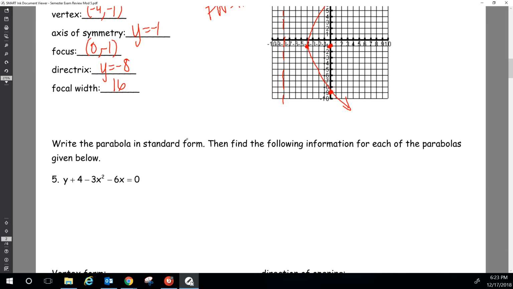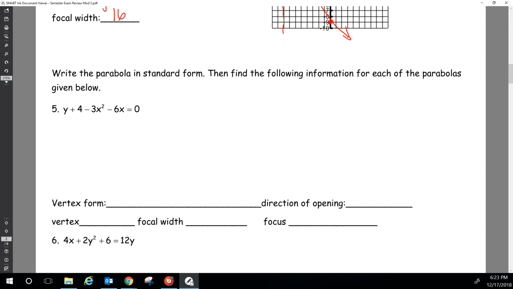All right, 5 and 6 are kind of challenging. I'm going to do all of them. I'm just going to put up with the focal width and the focus. They're really ugly for these 2 problems, so I'm not sure why they would want you to calculate them. Trust me, it's not going to be nearly this hard on your test. But in order to put it in vertex form, first we've got to complete the square. Since I see the x is squared, I know it's going to be a y equals, which means I'm going to move everything else over. So -3x squared becomes positive when I move it over, plus 6x, and then -4.